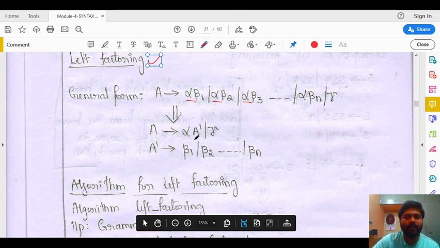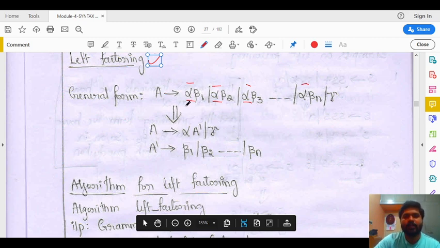So it is easy. A tends to alpha, that means on the right hand side I have my terms repeating. So A tends to alpha beta 1, alpha beta 2, or alpha beta 3. If this is the case, I don't want these to start with the same iterations or the same grammar, right?